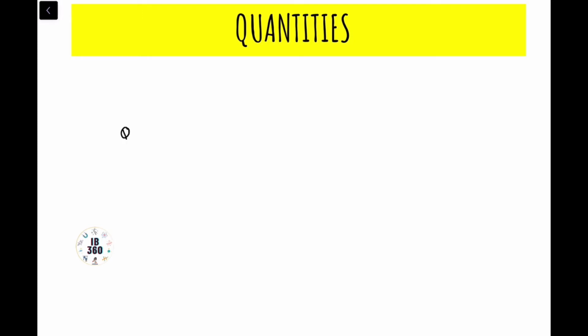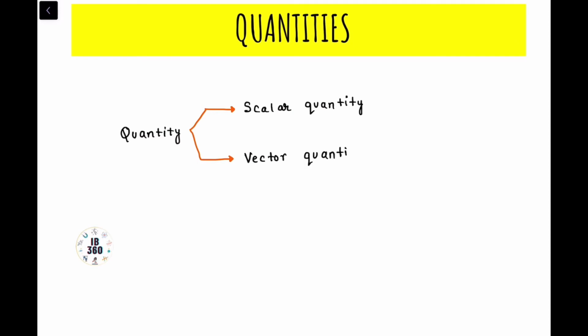Any physical quantity can be classified into two types. We are just classifying quantities into unique types: either a scalar quantity or a vector quantity. So any physical quantity can be classified into these two types. Now we are going to discuss scalar quantity and vector quantity in much more detail.